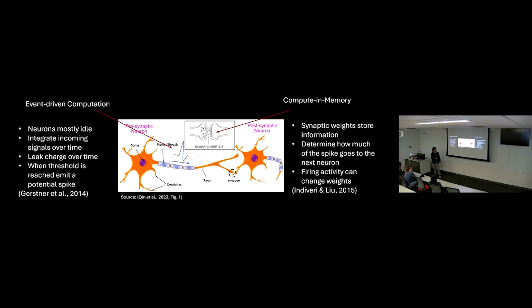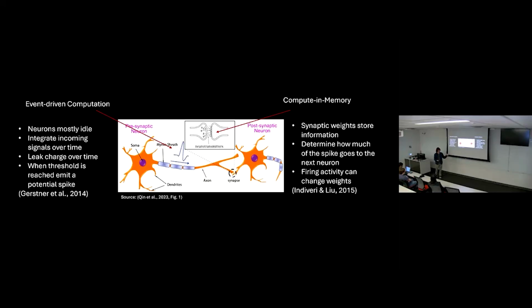So our brains do this in a different way. Instead of being synchronous, we have event-driven computation, where neurons are mostly idle, and incoming signals are integrated slowly over time. And when it reaches a threshold, it emits a potential spike that goes down the axon to the synapse, the next neuron. And that's where you have compute and memory, where the synaptic weights store information, and that determines how much of the spike goes into the next neuron to be integrated.